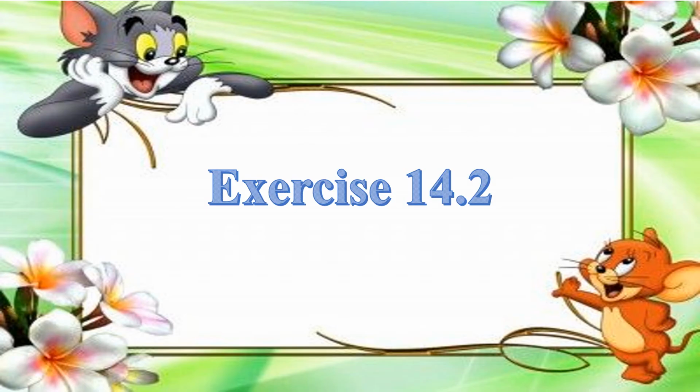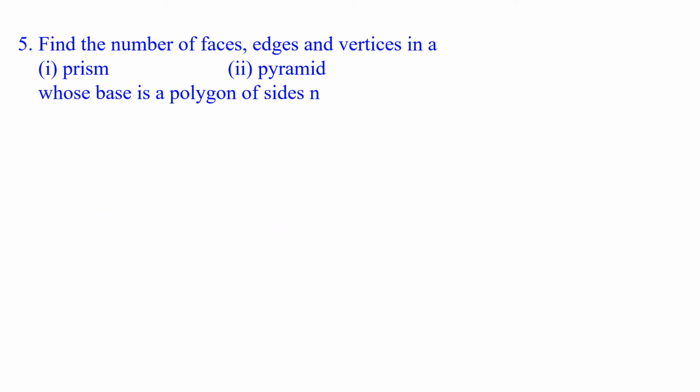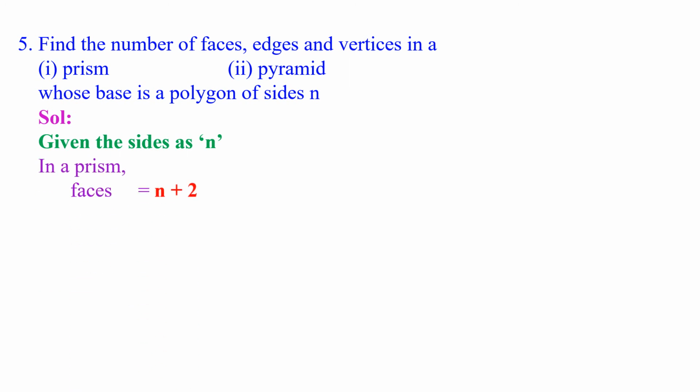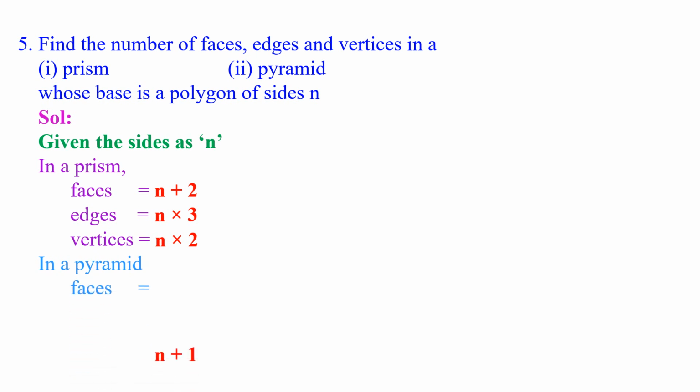Exercise 14.2. The fifth problem. Find the number of faces, edges, and vertices in a prism and a pyramid whose base is a polygon of side n. Solution. Given the side as n. Therefore, in a prism, the faces are n plus 2, edges equal n into 3, and similarly, vertices equal n into 2. In a pyramid, faces equal n plus 1, edges equal n into 2, and vertices equal n plus 1.